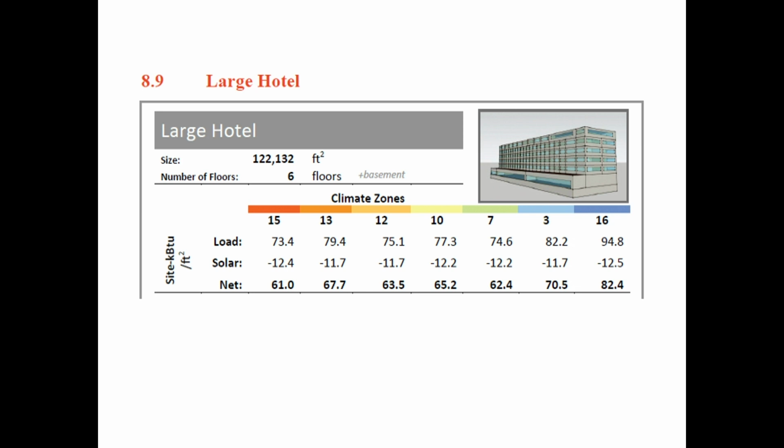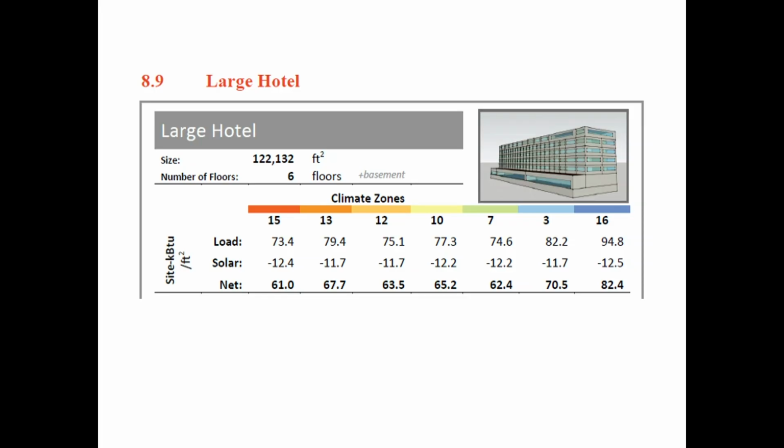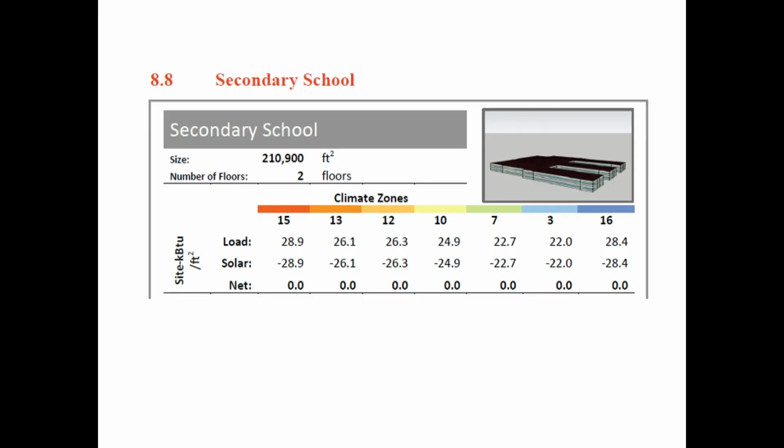Just think of all the laundry that's being laundered, and the people want to be comfortable in their hotels. And there's lighting and there's food service. So it's going to be hard to get a large hotel to zero net energy. And my point is the variation in climate zone is still relatively small, but look at that number for your large hotel in relation to your secondary school. So what this is telling us is that on a square foot basis, a hotel uses about 3 times as much energy as a school. And they tend to be taller.